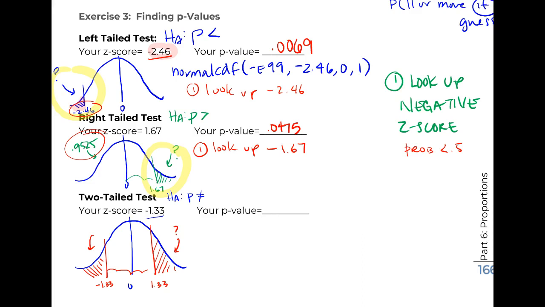So there's my step 2, is not only look at the z-score, that's the negative side, but then multiply by 2 if we're dealing with a two-tailed test. So in this case, I'm just going to look up the negative 1.33. If this had been positive, I'd still look up the negative.